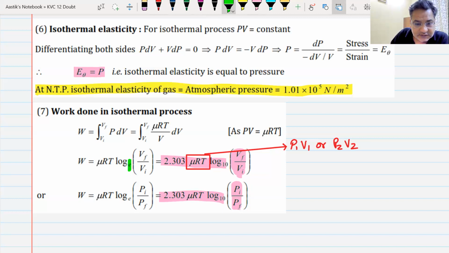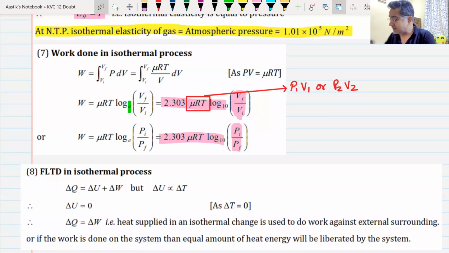Then the last thing that you must understand, at the end of whatever you do, is that we are going to apply the first law of thermodynamics for any process, because they might ask you not only the work done, they might ask you the heat given in this process, they might ask you the change in internal energy in this process. You must remember that since the change in temperature is zero in this process, there is no change in internal energy.